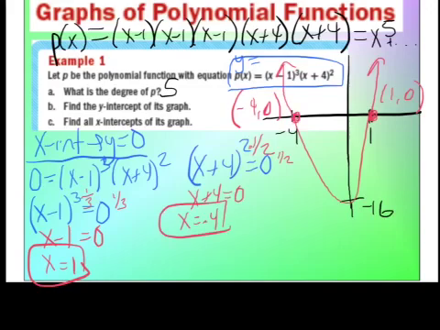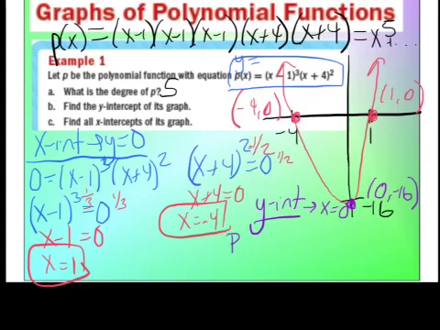Okay. Now on the other side, they want us to find the y-intercept. Now to find the y-intercept, that also has a unique feature. This one actually happens at (0, -16). And if you see the connection, here x is equal to 0. So to find the y-intercept, all you do is set x equal to 0. So if we do that, we're going to have p of 0, if we plug it in the function notation, is (0 minus 1) cubed times (0 plus 4) squared.